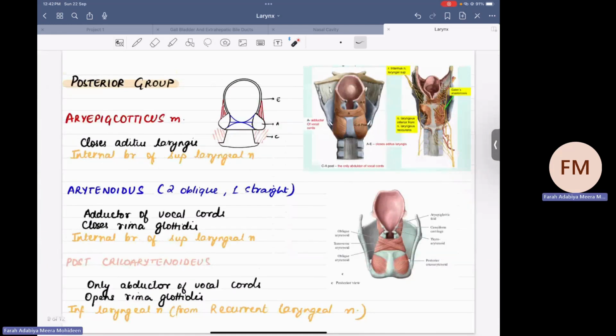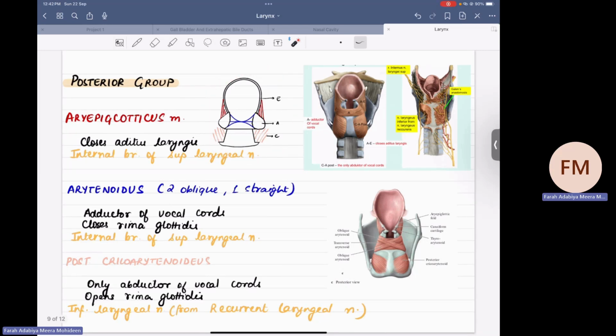In your posterior group, you have three muscles: the aryepiglotticus muscle, arytenoidus, and your posterior cricoarytenoideus muscle. In this diagram, you can see the relations, the red ones, the blue ones, and the pink ones. Your aryepiglotticus muscle basically closes your aditus laryngis, which is your laryngeal inlet, and it is supplied by your internal branch of the superior laryngeal nerve.